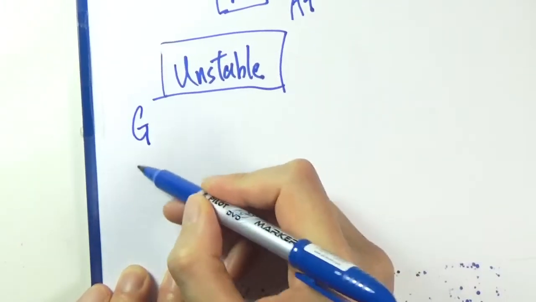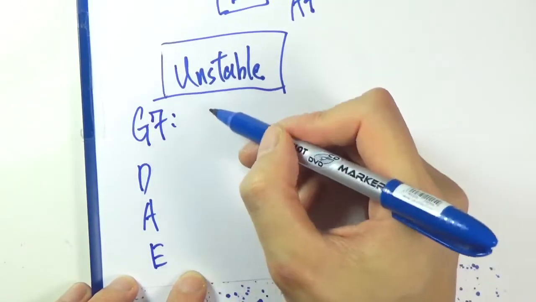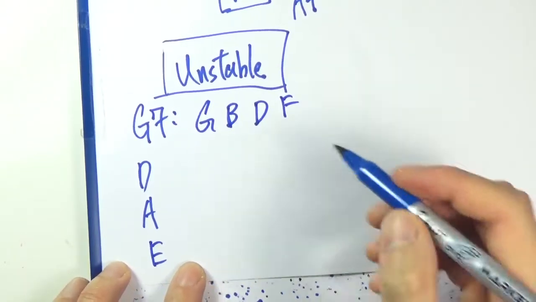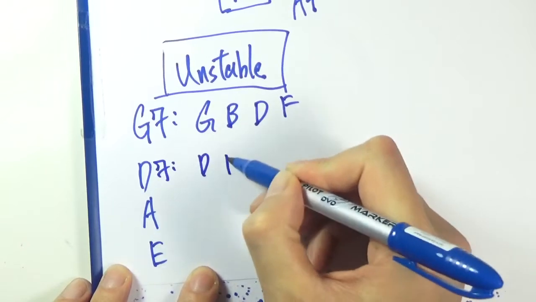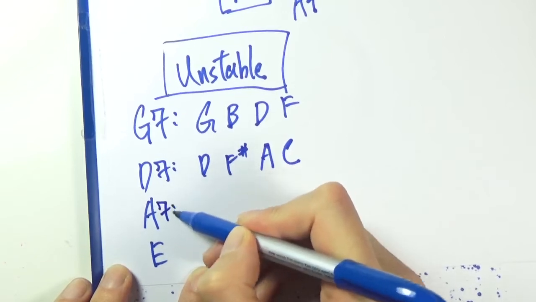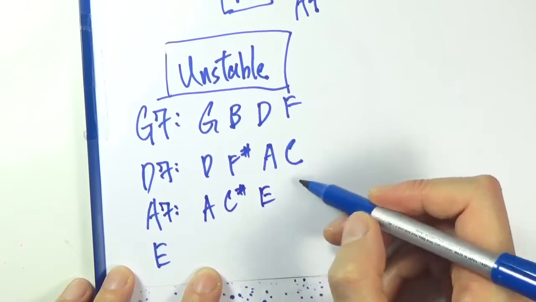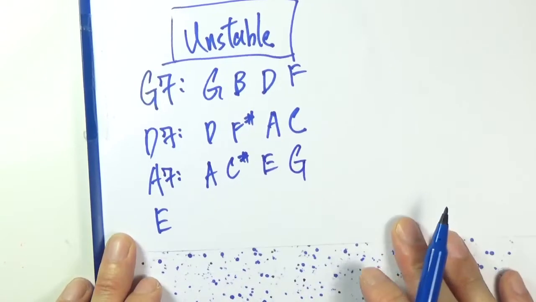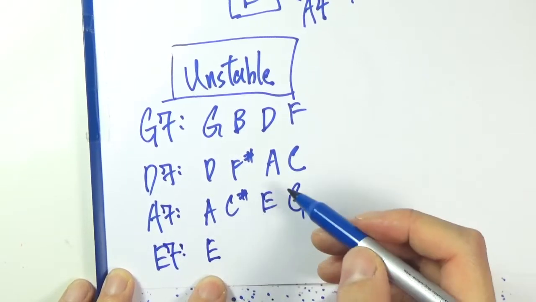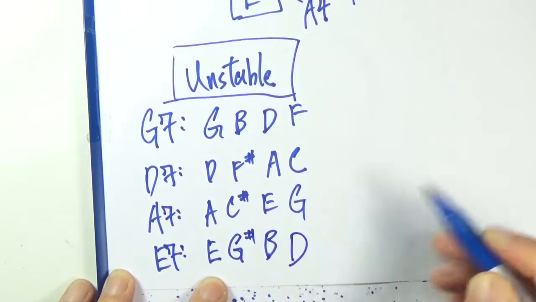Let's do that in G, D, A, E first. I'm going to write out the chord tones for G7: G, major 3rd B, 5th D, and then F. D7 would be D, F sharp, A, and then C. A7 should be A, C sharp, E, and then G, a minor 7th. E7 should be E, G sharp, B, and then a D, right?